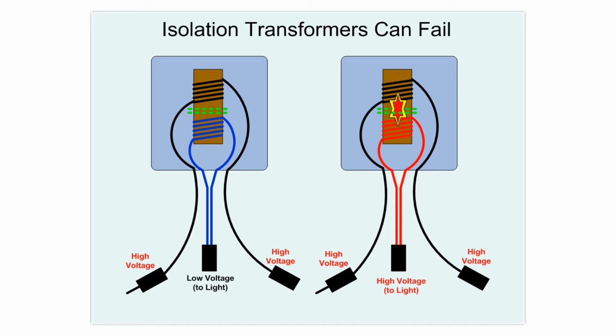But if anything goes wrong, as you can see in the right hand picture, those wires are very close to each other, and so if there is a fault within that transformer, it will transfer high voltage over to the secondary wiring, and you will end up having high voltage going to your light. Now, this is actually fairly common, and it is very dangerous.